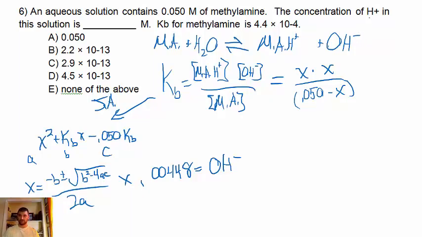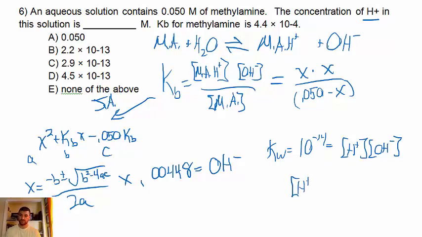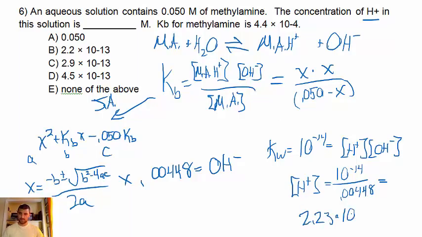That's not quite what they wanted. They wanted the concentration of H plus. So now we're going to have to do a little math. We know that Kw is 10 to the minus 14, which equals the concentration of H plus times the concentration of OH minus, and I know OH minus. So when I rearrange this, the concentration of H plus equals 10 to the minus 14 all over 0.00448, and you get 2.23 times 10 to the minus 12.